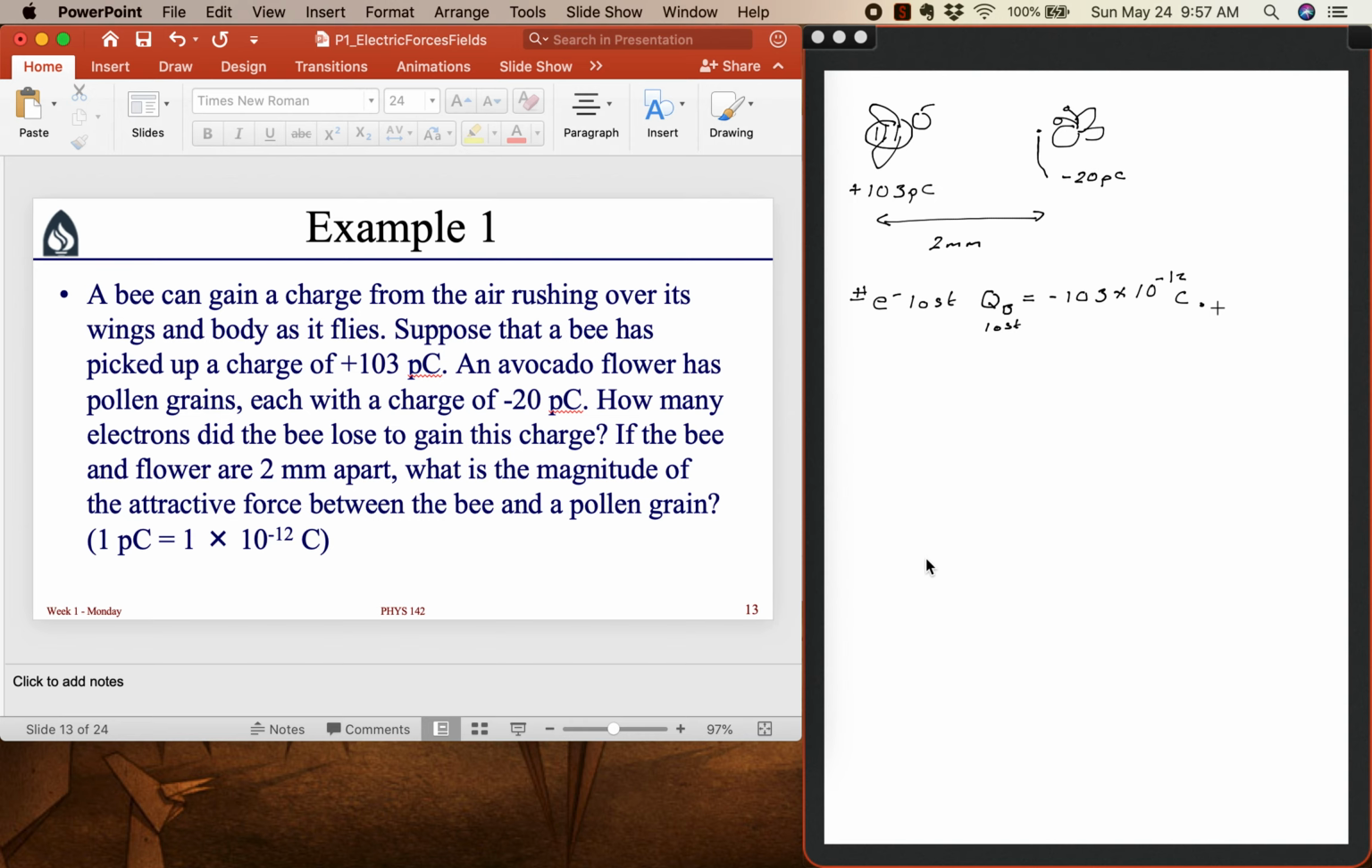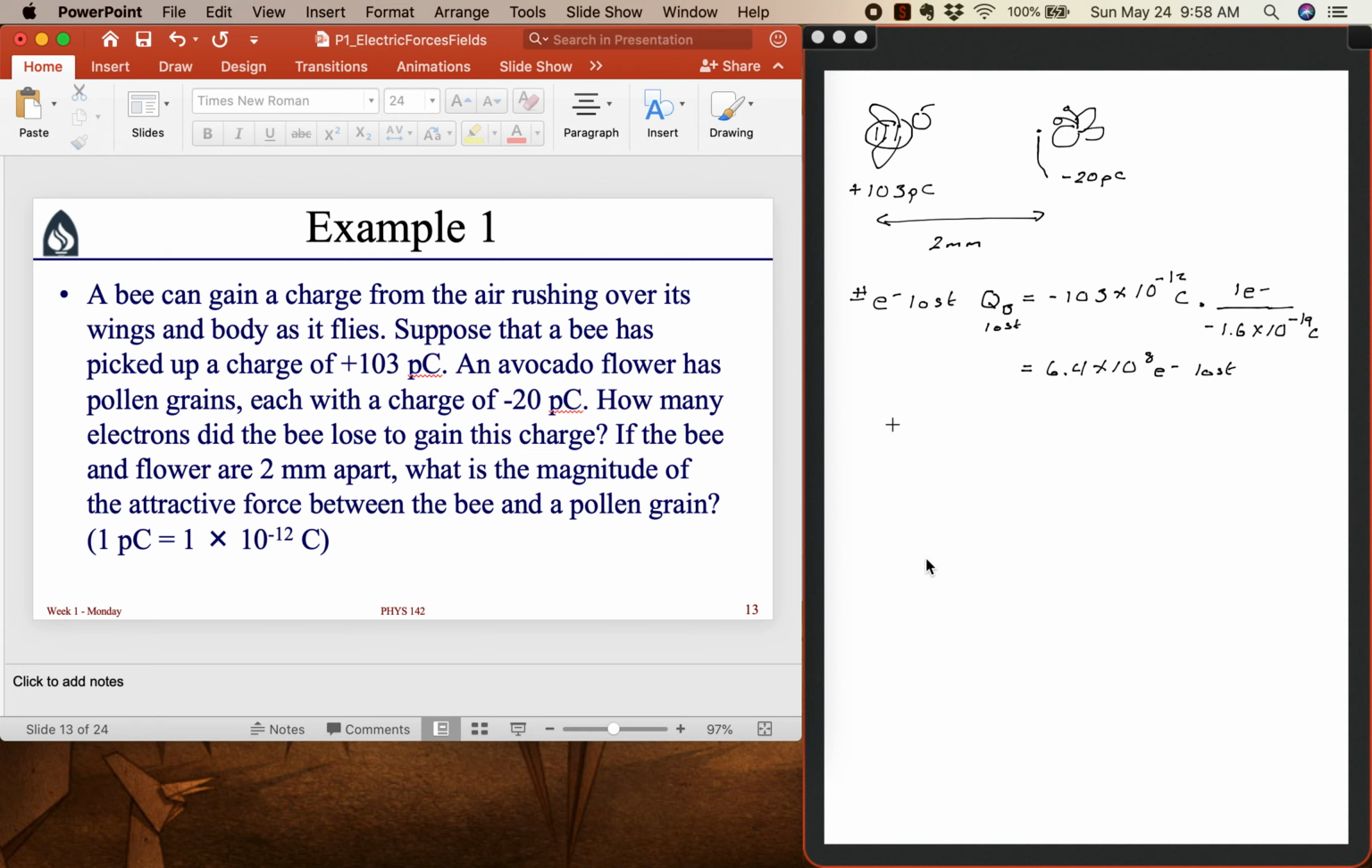Well, we can translate this into electrons because we know that each electron, so one electron, is equivalent to negative 1.6 times 10 to the minus 19 coulombs. And so that means that this amount of charge that was lost is going to be what was provided by 6.4 times 10 to the 8th electrons. So 6.4 times 10 to the 8 electrons were lost as the bee flew.